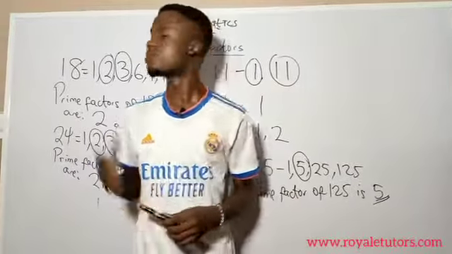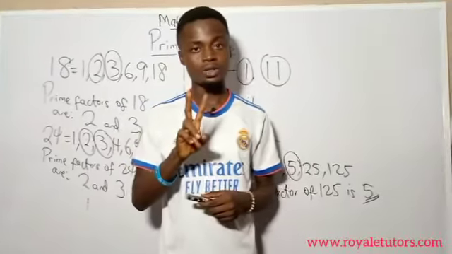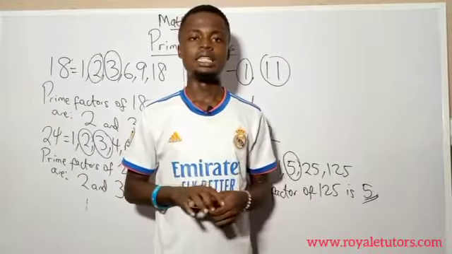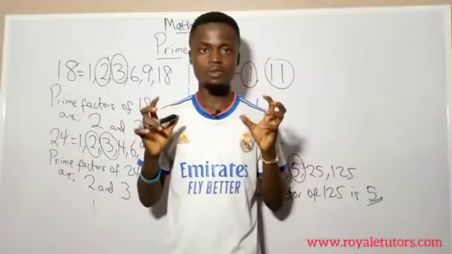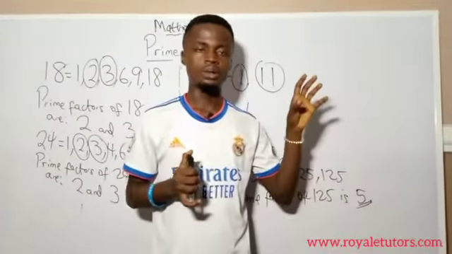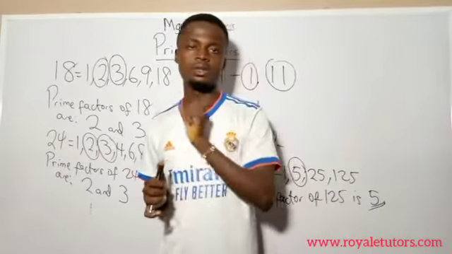So today we've talked about prime factors. I've told you that prime numbers are numbers that have just two factors, 1 and itself, and then we checked how to get prime factors from factors. All you have to do is get the factors of such a number. After that, pick which of them are prime, then those ones are the prime factors of the number.